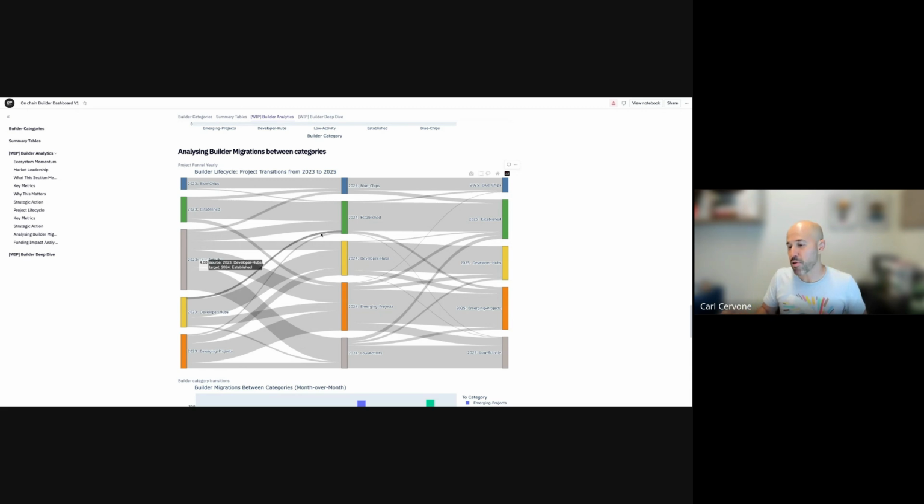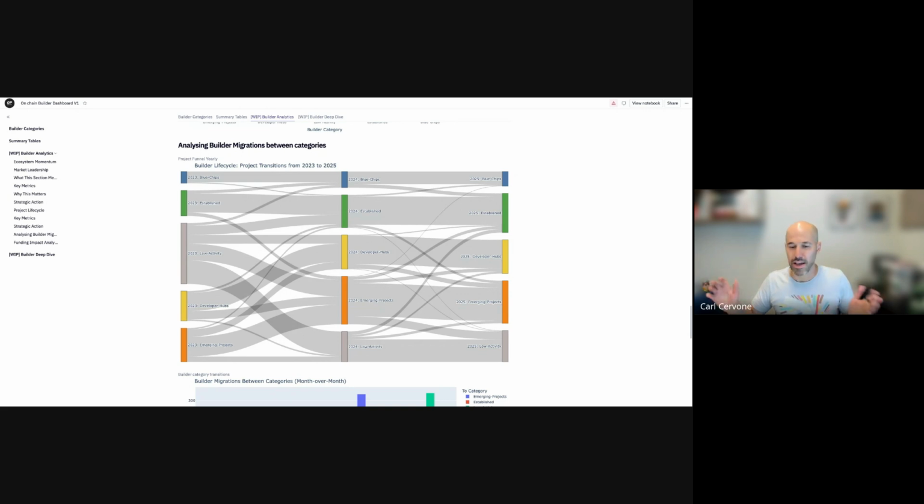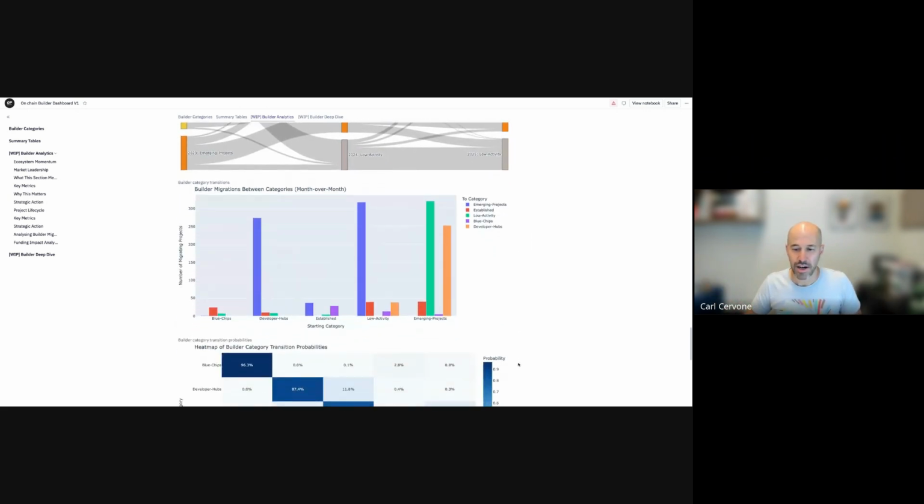Now, another cool thing that we could do, which you didn't, would just be to segment this based on anyone who entered in 2023. What have they done? Where are they now? How many moved up the funnel? How many churned out, etc. Again, a lot of stuff you'd want to do here.